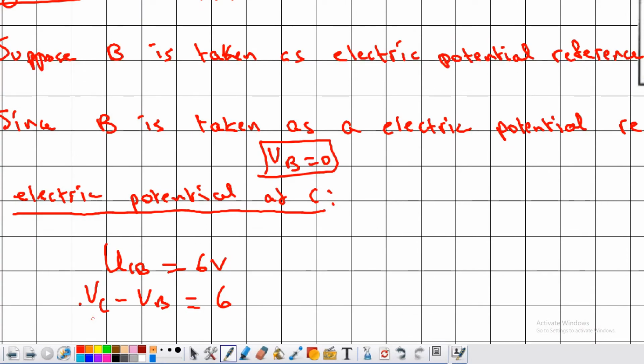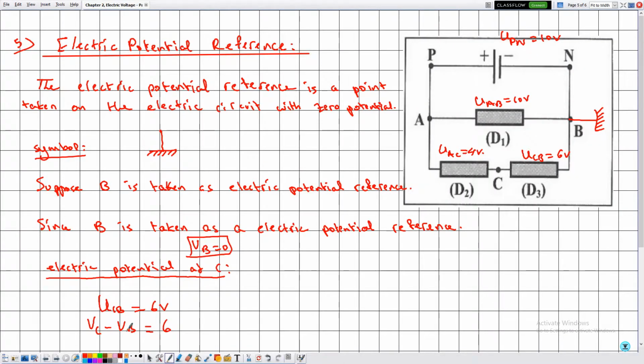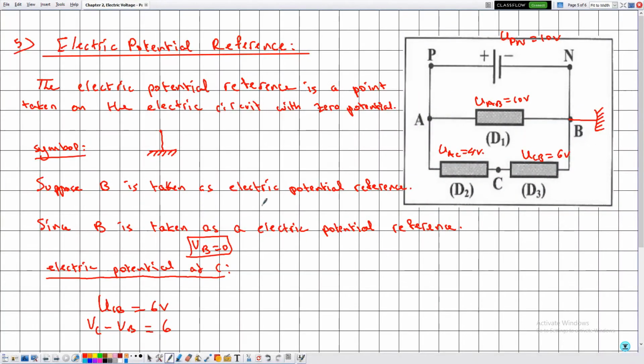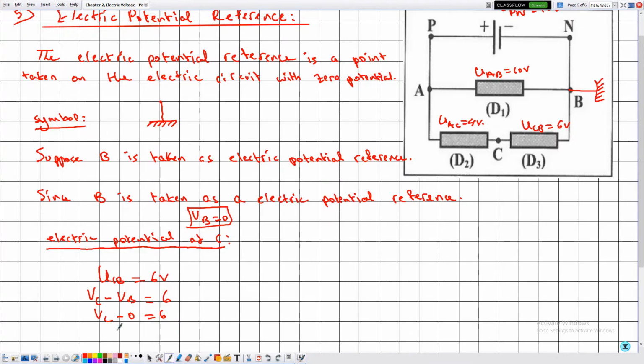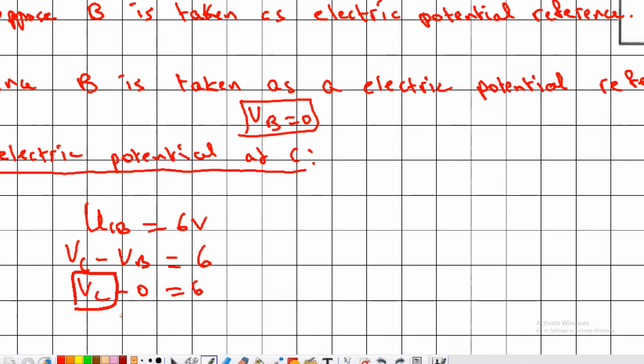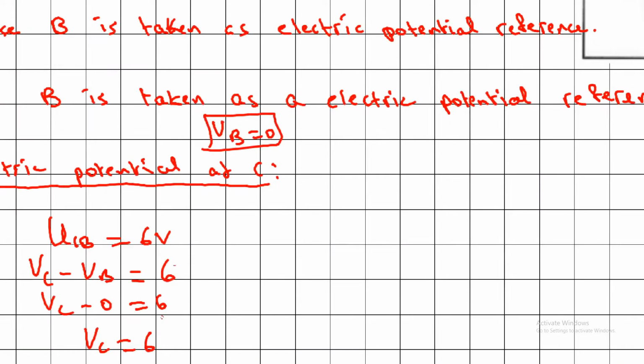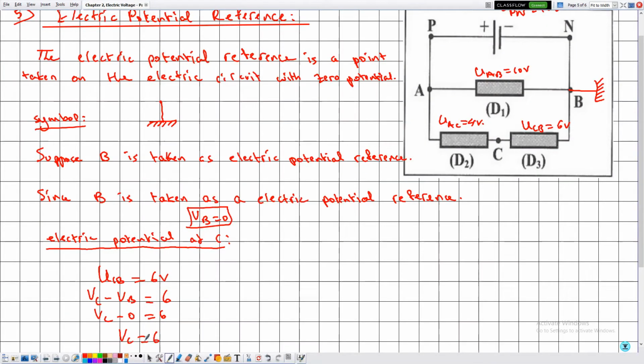We are interested in determining VC. So in order to determine VC, we need to know the value of VB, because VB is taken as an electric potential reference, so VB is equal to 0. Now VC minus 0 is equal to 6. What's the type of this equation? This is a linear equation in one unknown. The unknown is VC. So in this case, VC is equal to 6. Since 6 is expressed in volts, the value of VC will be 6 volts, okay?